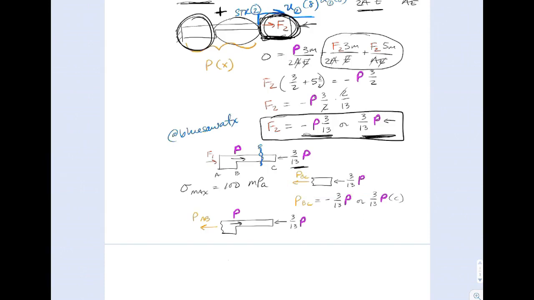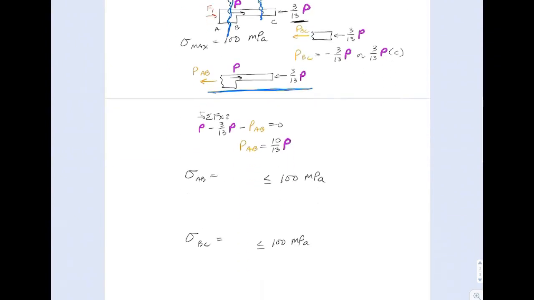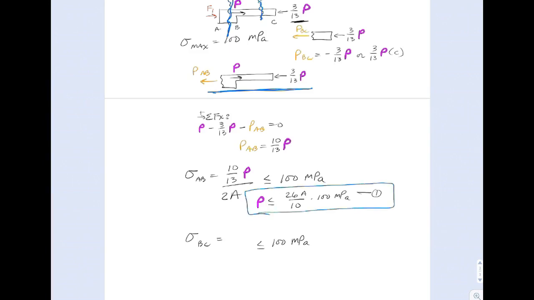Do the same thing over here between A and B. I'm going to cut it right there. That gives me that free body diagram. I do equilibrium on that, summing forces in the x direction, and I end up finding that PAB is equal to 10/13 P. So we've got two stresses we can calculate now. Sigma AB is going to be PAB divided by the cross-sectional area, which is 2A. One constraint is that that expression needs to be less than 100 megapascals. So just solving for P, there would be my first requirement, that P needs to be less than that number.